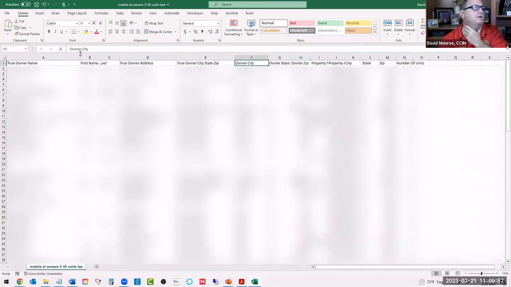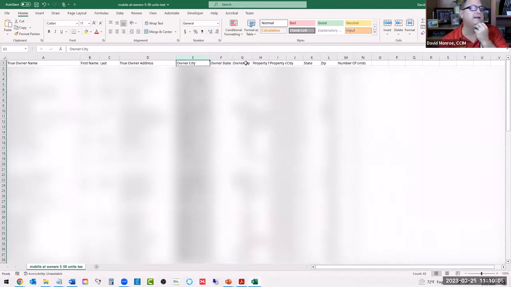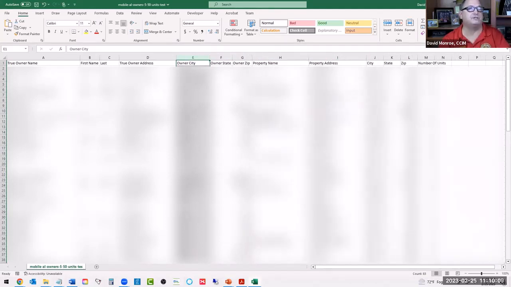So first name, last name, address. It was city, state, zip, and now we have city, state, zip. I left it in there. I didn't have to. I could delete this if I wanted to make it cleaner. And then, of course, your property information, and again city, state, zip. And then number of units. So you need a clean list like this, and you have to turn it into a CSV.